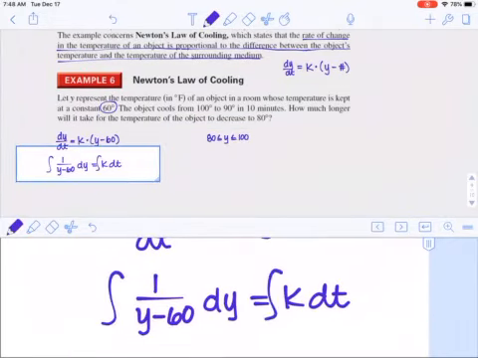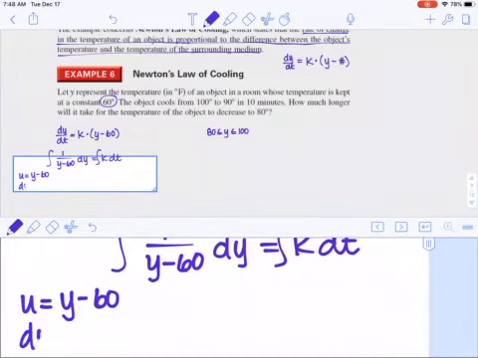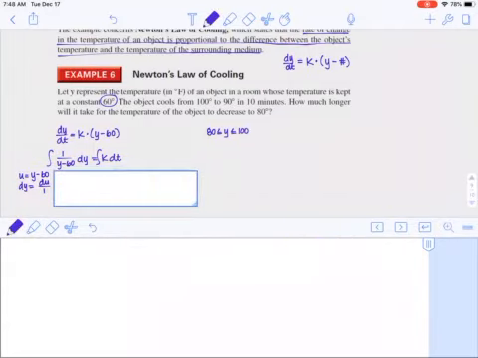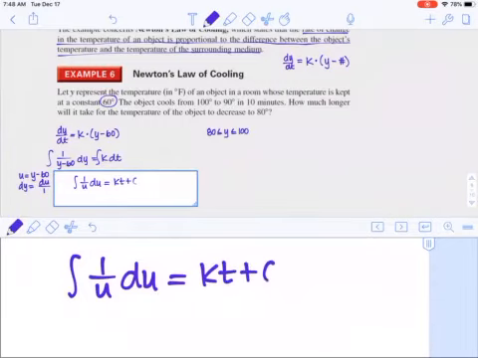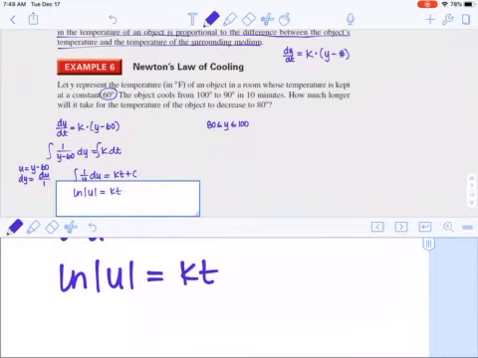Okay, so when I go ahead and do the integral of both sides, on the left I'm going to have to do a quick u substitution, right, where u would be y minus 60, and dy would be du over the derivative of y minus 60, which is just 1. So this side basically turns into 1 over u du. Okay, and the other side is going to be kt plus c like we've seen in the past. So on this side I have the natural log absolute value of u equals kt plus c.